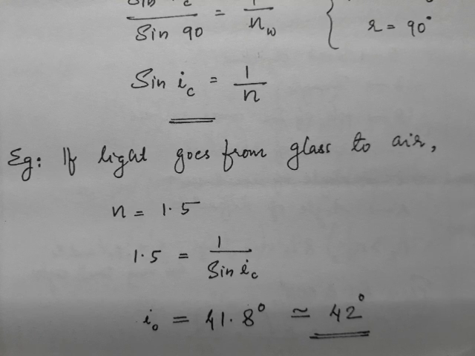many applications. For example, our optical fibers are working under this total internal reflection, and on very hot sunny days, if you travel by car, on the road you can see some mirage. That is also with the help of total internal reflection. So you can refer page number 320 to 323 for getting applications of total internal reflection.